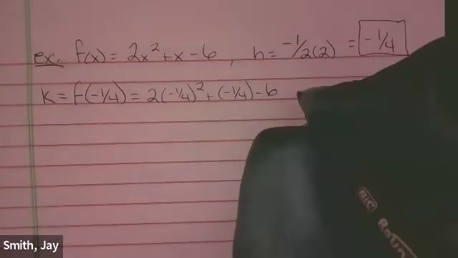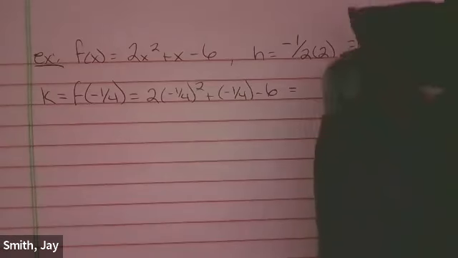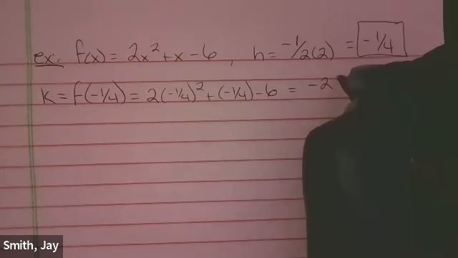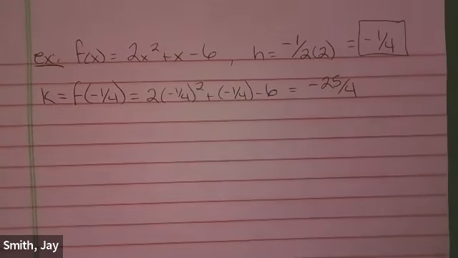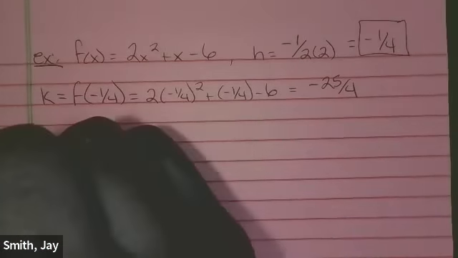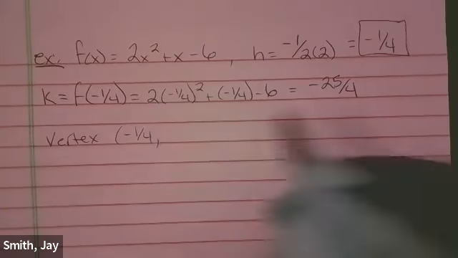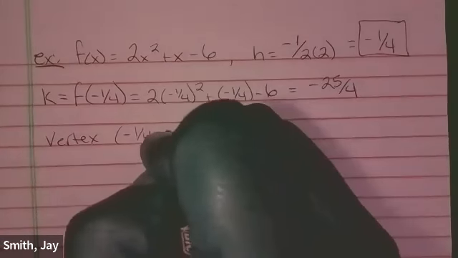So plugging this into our calculator, what we should get for our output, or the y value associated with an x of -1/4, is -25/4. So our vertex will be the ordered pair -1/4, -25/4.